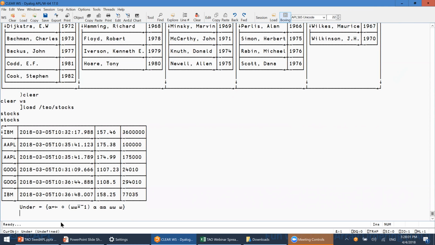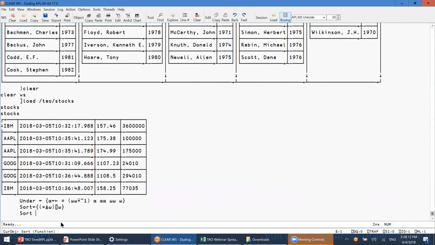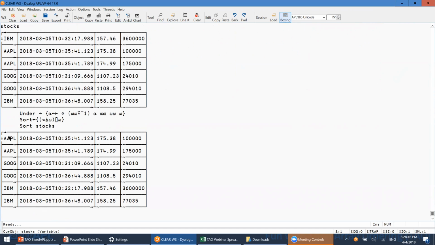So of course we can sort. Same thing as before. We can sort our stocks. And of course it's going to sort element by element, which means we're sorting it by symbol, alphabetically. And then if there are duplicates, we go by timestamp and so on towards the right. But maybe I don't want to do that. I want to sort by the second column instead.